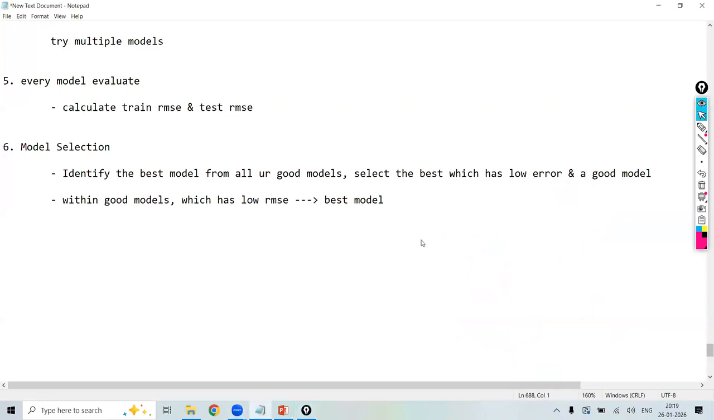Point is clear. Sir, test error is 0. Test error is 0. Train? Tell me train also. You are focusing only on one. I am asking both.